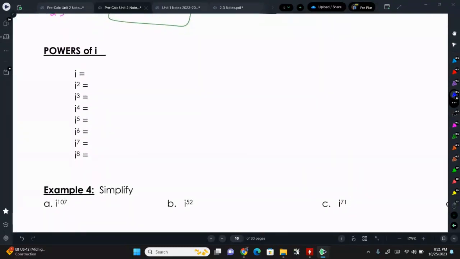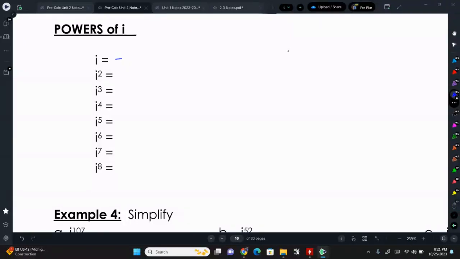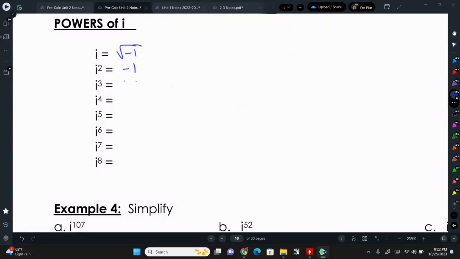All right. Now, we've only been dealing with i and i squared, but in reality, we could keep raising i to different powers, and we're going to see a pattern. So we know i is the square root of -1. We know i squared is -1. Well, i to the third is i times i squared, so i squared times i. Well, i squared is negative 1, so negative 1 times i is going to give us negative i.